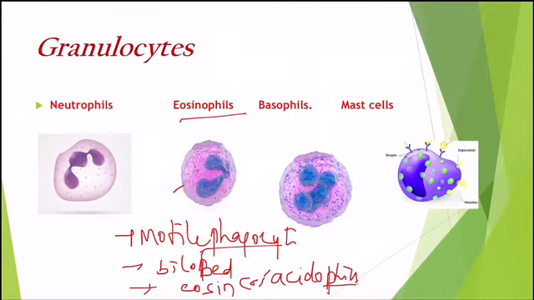Eosinophils also secrete cytokines. All these granulocytes, neutrophils, eosinophils and basophils, secrete cytokines. The cytokines regulate both B cells and T cells, and influence the adaptive immune response. Eosinophils also contribute to asthma and allergic symptoms. They are majorly found in allergic inflammation and parasitic infections.